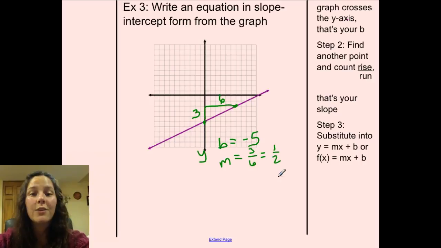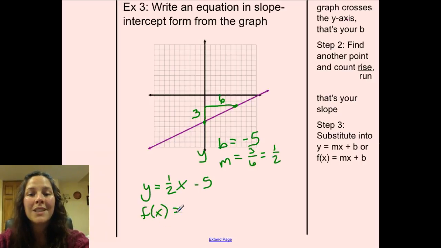Once you've identified those values, substitute them into your equation. Again, you can use y equals mx plus b, or you could use function notation. The f of x just replaces the y. Nothing else needs to change.